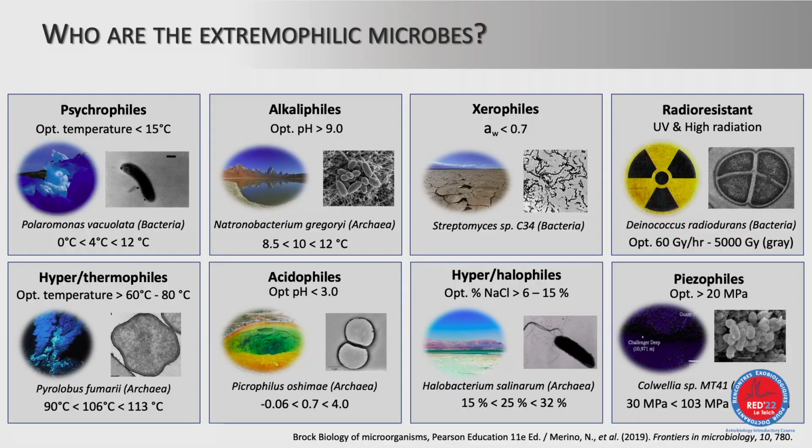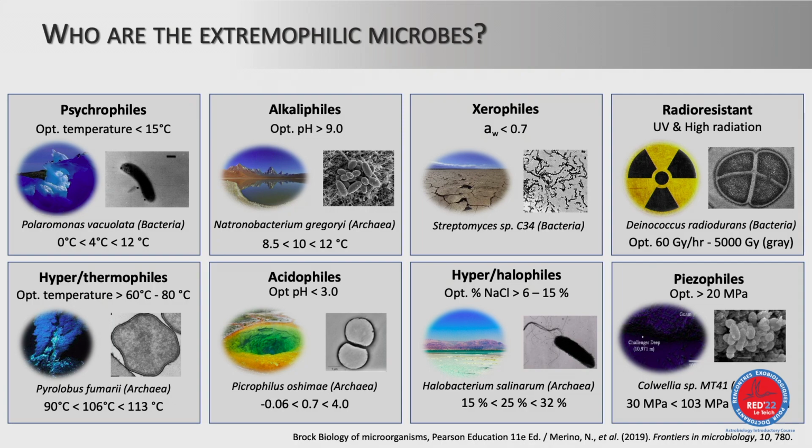We can also find some radio-resistant microorganisms. So they can cope with really high UV and gamma radiation. So here is an example with Deinococcus radiodurans. It's a well-known bacteria which can cope with really high radiation. So 5,000 gray, which is 500 times the dose of radiation that a human can live with.